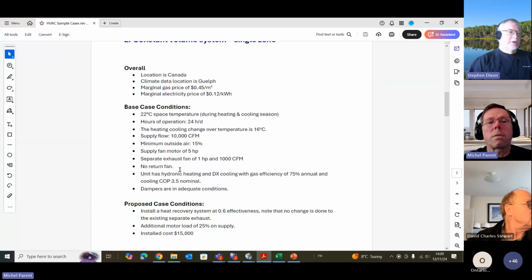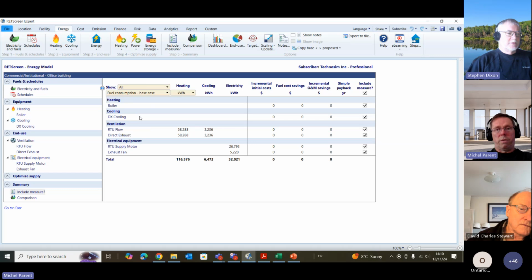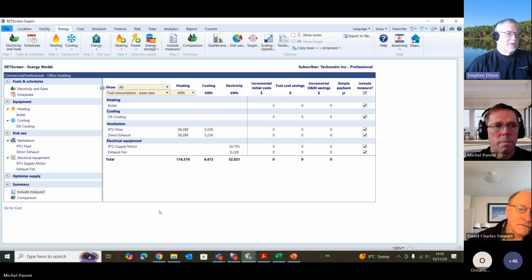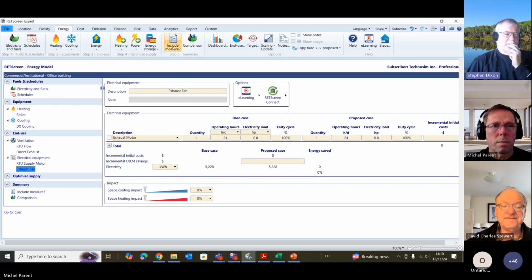Actually, just 1 second. Let's back up. Can we look at the fuel consumption base case, Michelle, just to give everybody a checkpoint here? Oh, yes. Fuel consumption base case. I'm going to check mine. Yeah, everything I think agrees there. I think that we might have an issue with the flow. No, my exhaust fan motor is different than yours. Can you go to your exhaust fan motor? 24.8, 100. Yeah, so I didn't change my hours, as you pointed out.